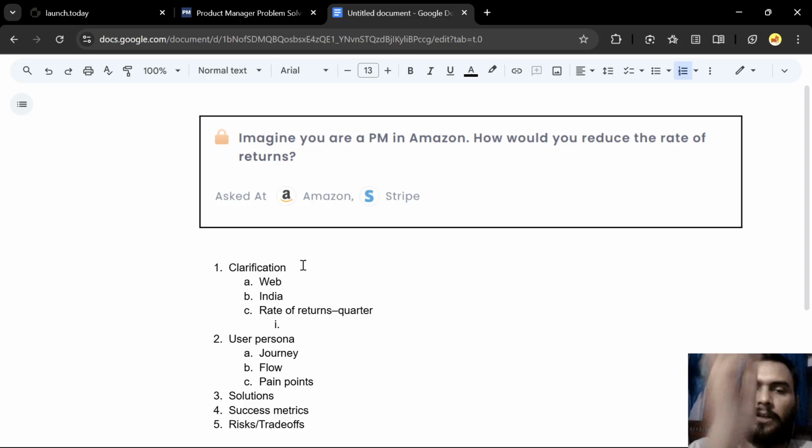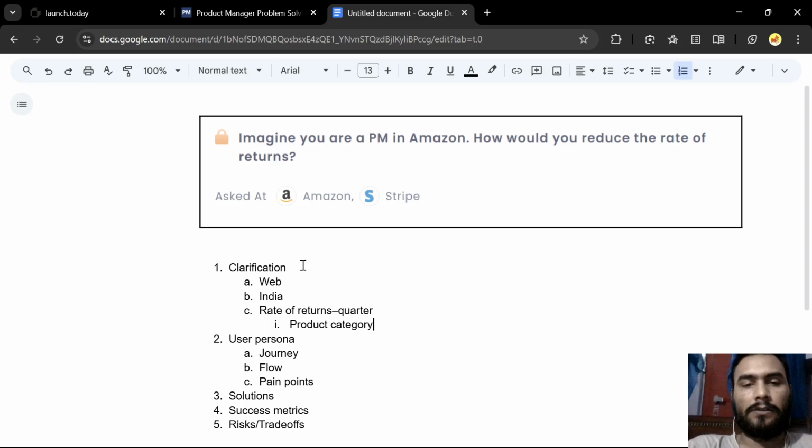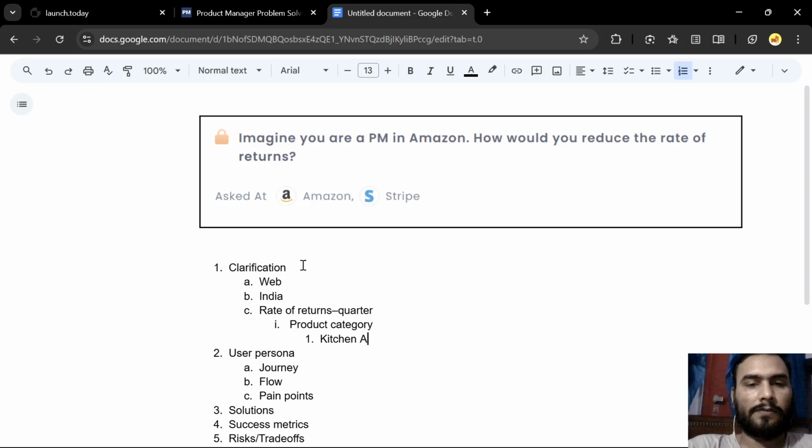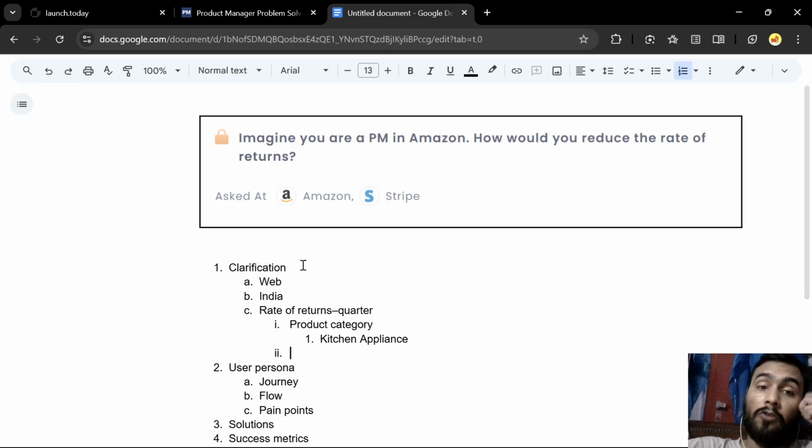So I will assume that we are seeing this rate of return across one product category, and let's say this is regarding kitchen appliances. Now we clarified the time that rate of return we are targeting. We clarified the particular category.